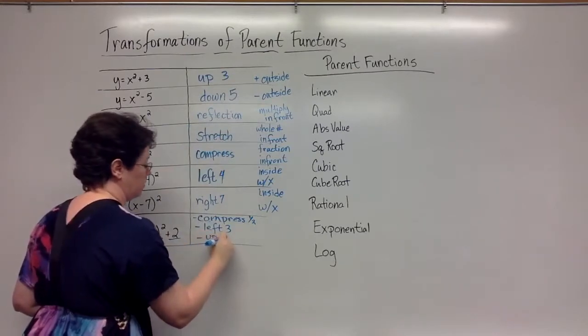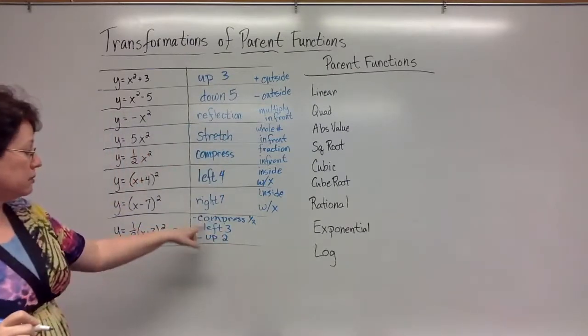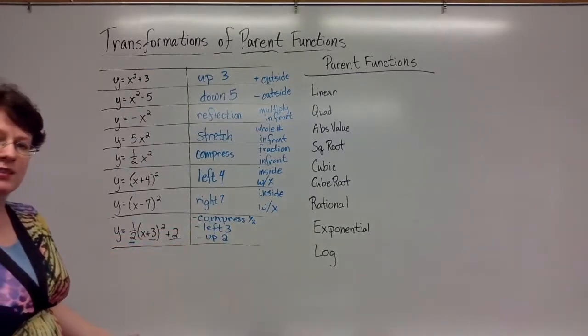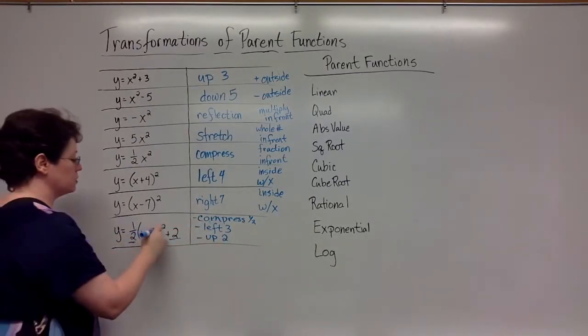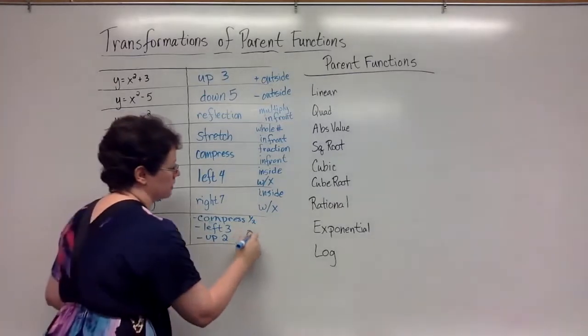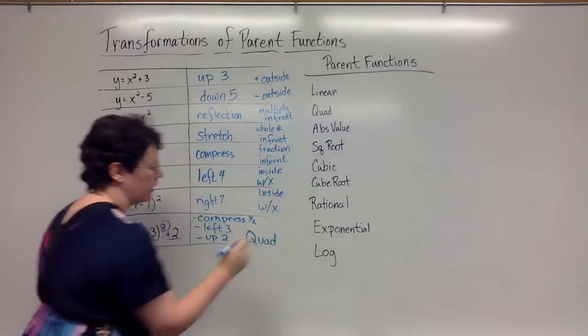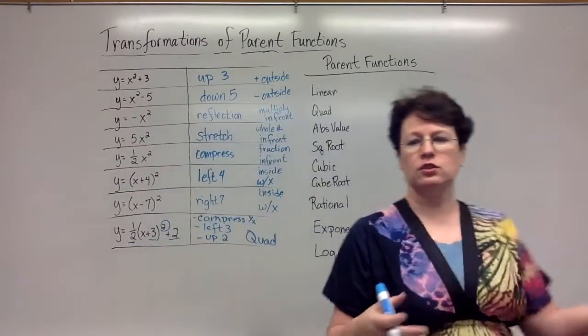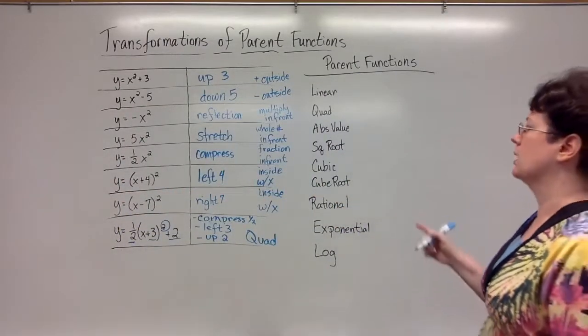We're going to move up 2. So we compress by 1/2. We move left 3. We moved up 2. Now what was the parent function? Yeah, that's what the square tells us. The square tells us this is a quadratic. And based on that information, we can now graph our parent function. And we'll do a couple of examples like that.